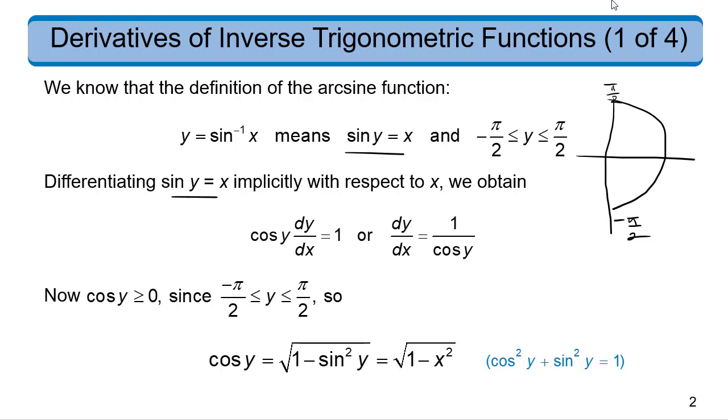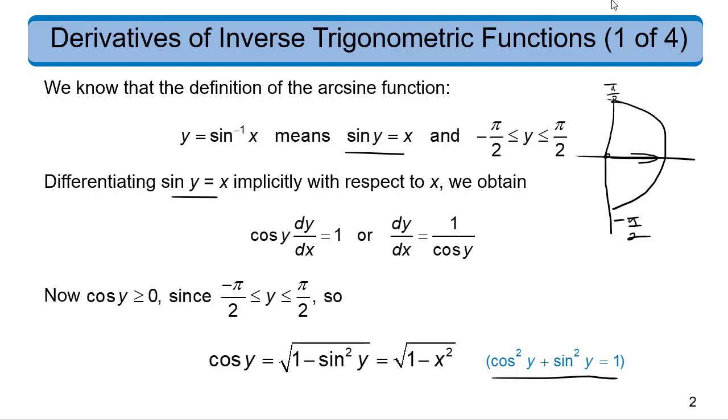We get this. Now, we know that cosine y is always greater than or equal to 0 in this interval, because if we go back and look at our unit circle, cosine, remember, is our x value. And in this entire interval, cosine goes from 0 out to 1. So because of that, we can use our Pythagorean identity to solve for cosine y.